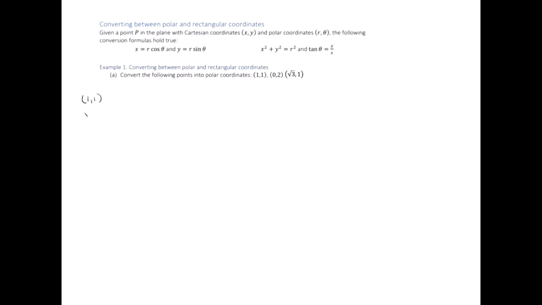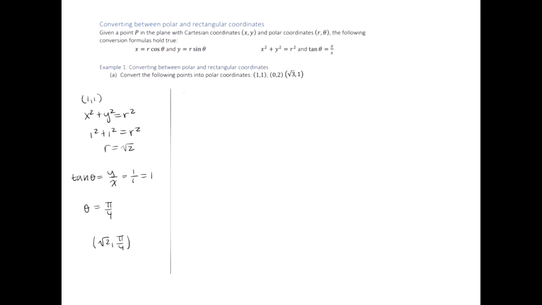Let's apply the Pythagorean theorem. So we end up with 1 squared plus 1 squared equals r squared, so r equals root 2. Then tangent of theta equals y over x equals 1 over 1. So theta has to equal pi over 4, giving us the polar coordinate of root 2 comma pi over 4.